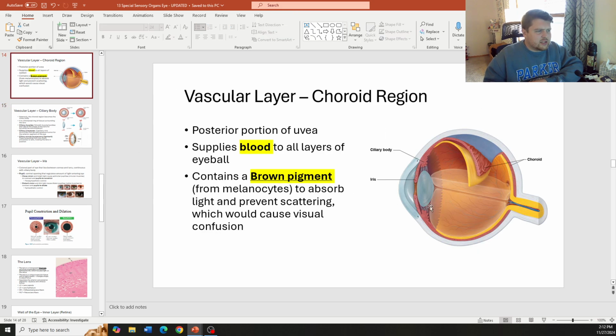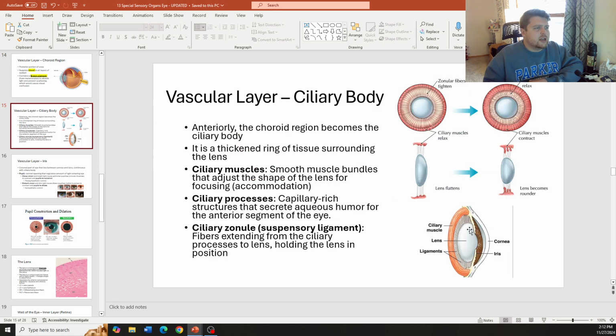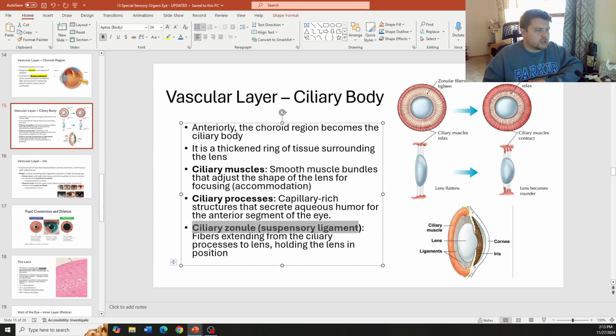It's kind of hard to see from this because this is a sideways cut or a sagittal cut. This is what it looks like from looking straight in. You have this ciliary muscle, the ciliary body muscle right here, and then all of the different zonular fibers or that suspensory ligament. So it's called a ciliary zonule or a suspensory ligament that all connects to the lens.